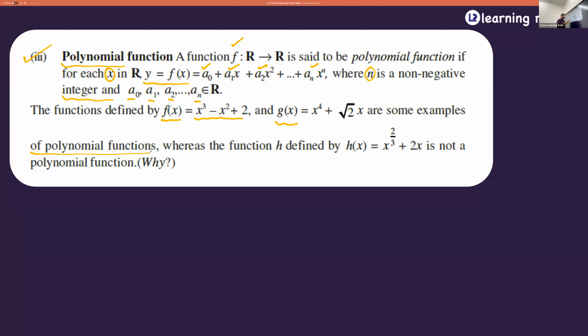Whereas if I define a function h of x is equal to x power 2 by 3 plus 2 power 2x, is this a polynomial function? It's not a polynomial because the power of x is a fraction. It's not a whole number. Hence, this is not a polynomial function. So two points are to be added where n is a non-negative integer. Non-negative integer is basically a whole number also. So when I say non-negative integer, here you can take 0 also. Okay, so please make a note of this.